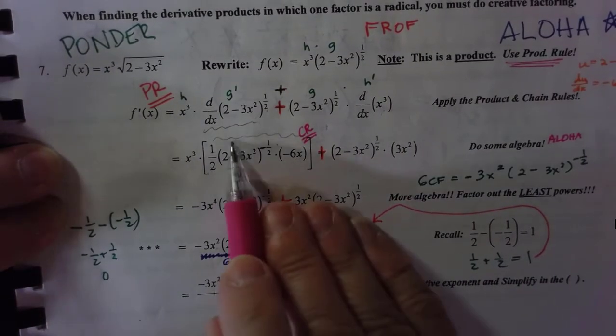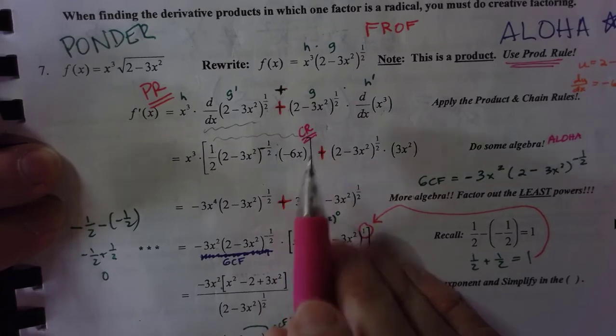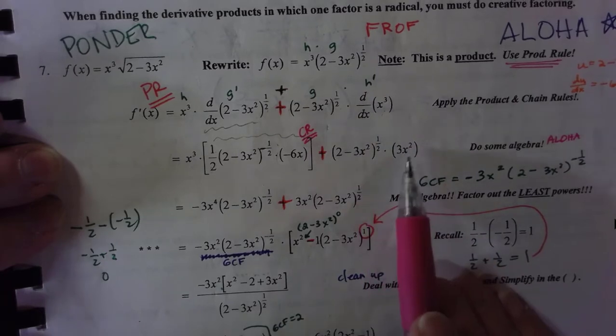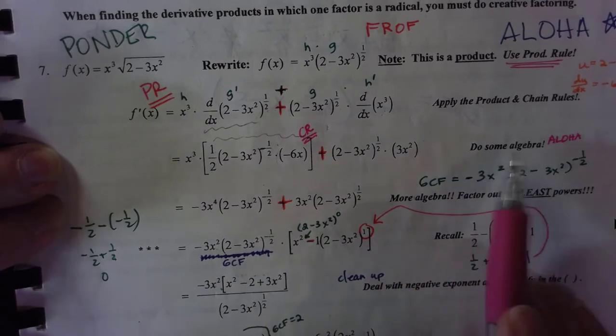Don't change the inside, times the derivative of the inside. There's your chain rule piece right there. Plus g times the derivative with respect to x of x cubed.